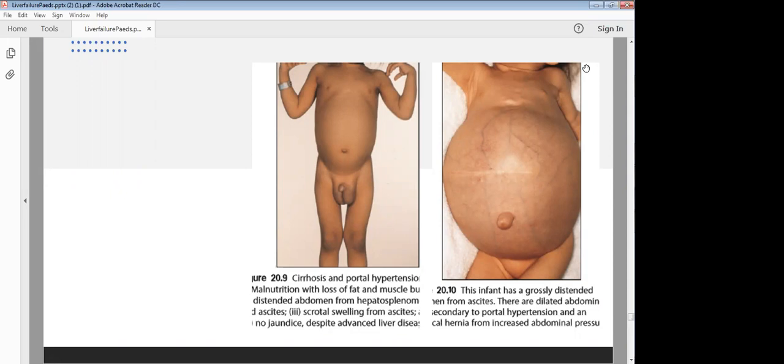Okay, from the second picture, there is a grossly distended abdomen. It's mentioned there that it's due to ascites, hepatomegaly, and there is an umbilical hernia.